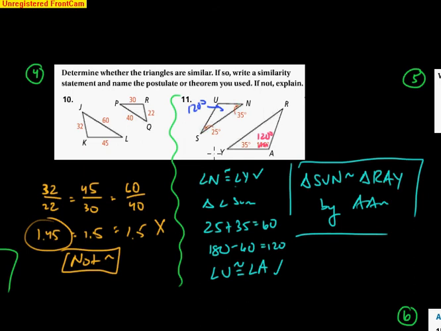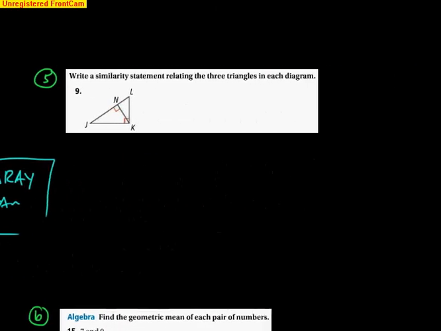Okay. All right, very good. Next one, 5. We need to write a similarity statement based off of this picture. Now if I look here, I have a right triangle with an altitude drawn. So in this right triangle JKL, K is the right angle, mark J angle 1 and L angle 2. So I will call this triangle KJL.